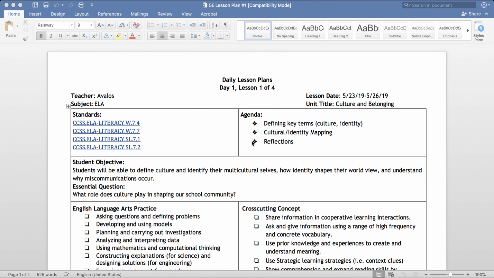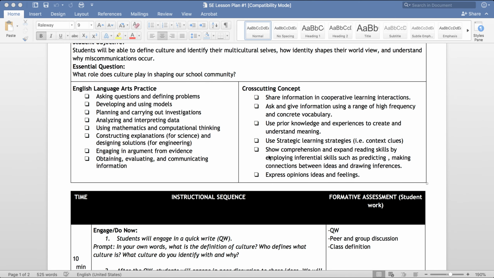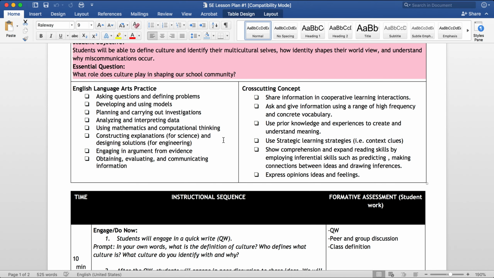The students' objective will be to define culture and identify their multicultural selves, how identity shapes their worldview, and understand why miscommunications occur. So really what's going to happen is them getting to know themselves today and extending that into getting to know other people. This is going to be a foundation to get them moving. The essential question for this lesson, as well as the rest of the series, is: what role does culture play in shaping our school community?